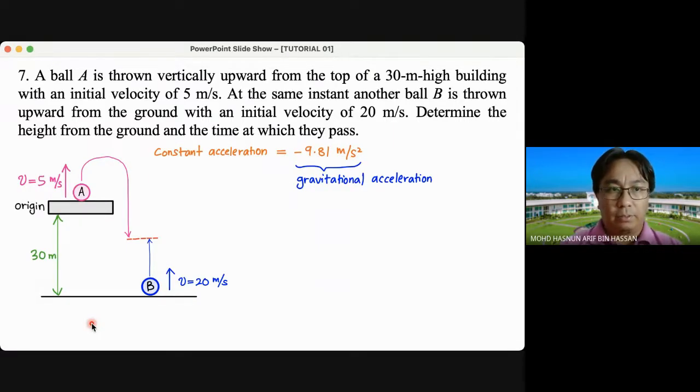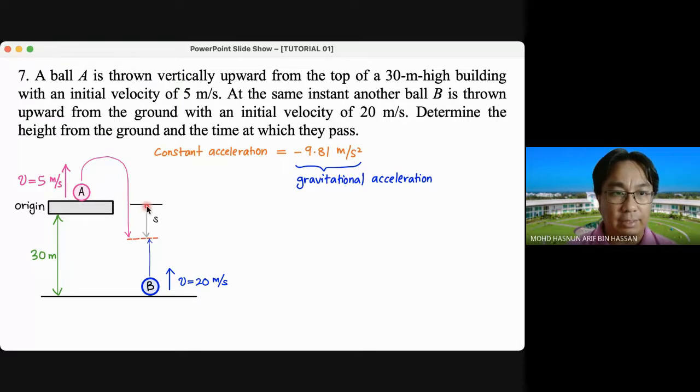So to calculate, in my case you can set another origin. We need an origin because this involves displacement of the object. So we need to know which one is negative, which one is positive. So in this case, in my calculation, I set the building as the origin. So point A, where the ball A is being thrown up, will be the origin.